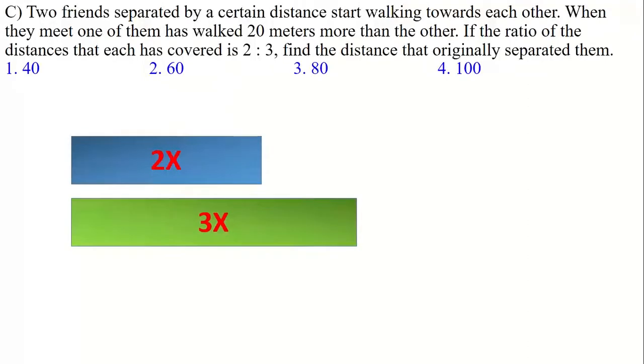The second guy has covered one extra part in terms of ratio, and in terms of value it is 20 meters. So if one part is 20 meters, five parts, that is the total distance that has separated them, is how much? Obviously we can cross multiply to get our answer as 100 meters.